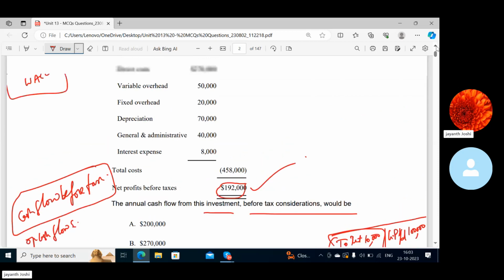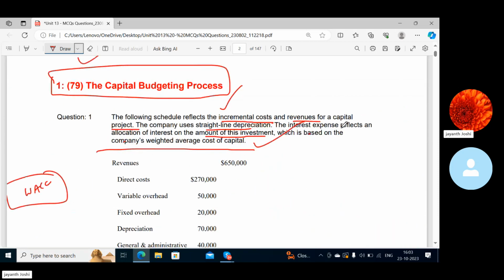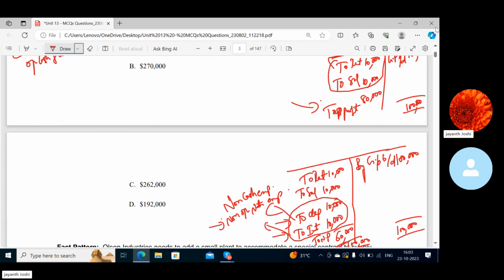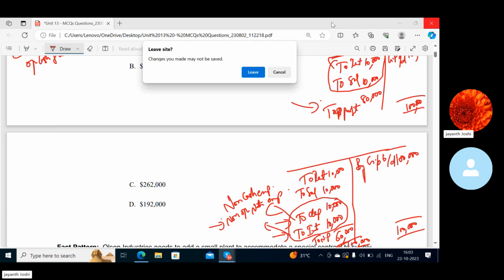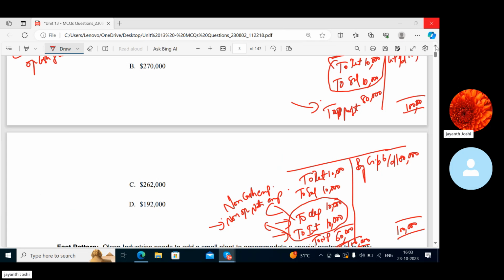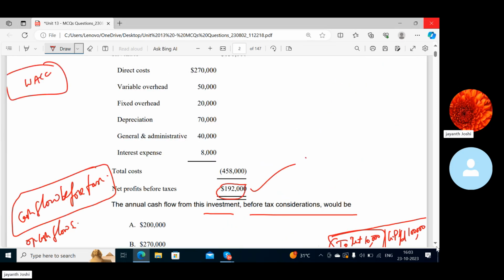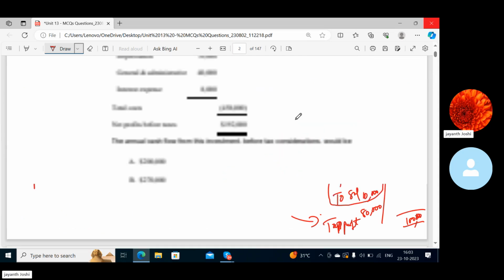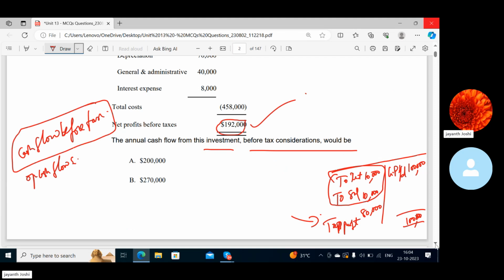See, they have given here, the interest reflects an allocation of interest on the amount of this investment. Allocation, that means we have just allocated, kept aside. But whether paid or not, that status is not clear. So just we have allocated. That's the reason why we keep it as a non-cash expense. Are you understanding? So we start with net profit. Net profit is how much as per the question? Net profit is 1,92,000, correct?